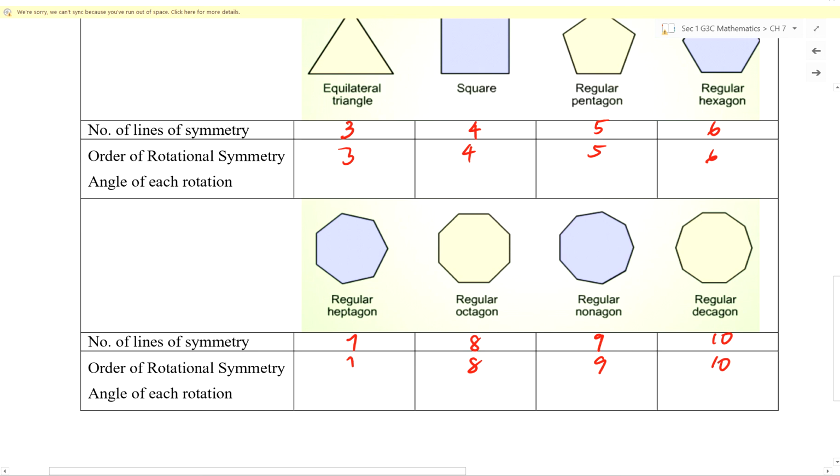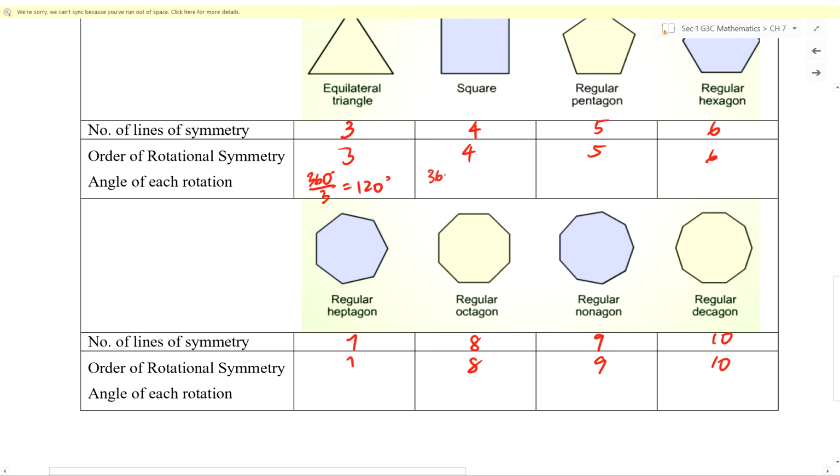But there is a second part to it for your rotational symmetry. Asking you for the angle of each rotation. How many degrees do you rotate before you get the same shape, the same orientation? So for equilateral triangle, I know that it appears 3 times. I know that one full cycle is 360 degrees. So what do you think is the angle of each rotation? 360 over 3. You get 120 degrees. So every 120 degrees, you get the same equilateral triangle.